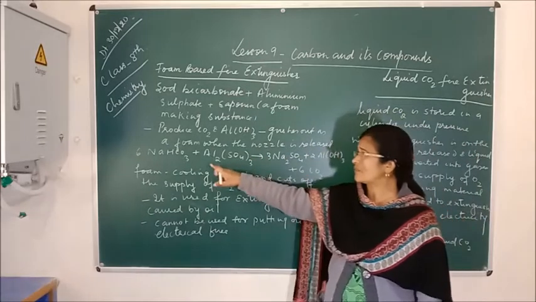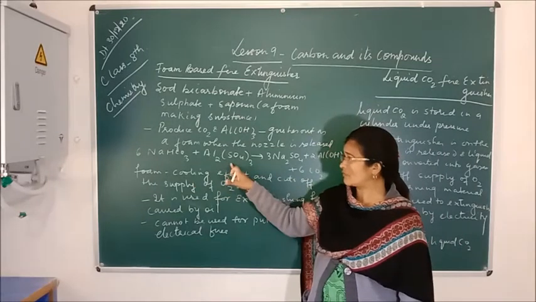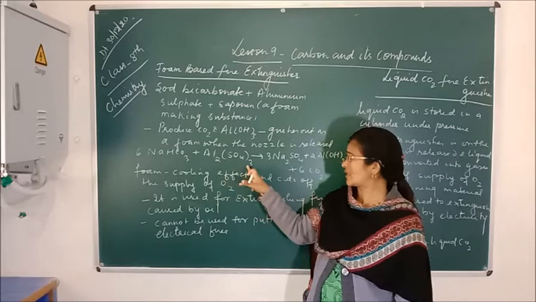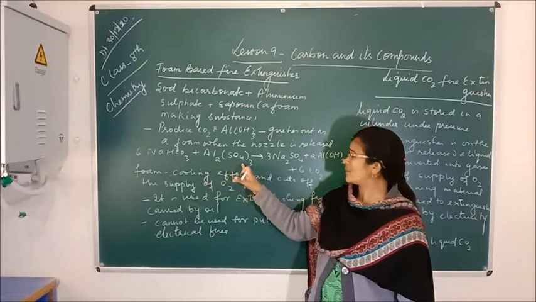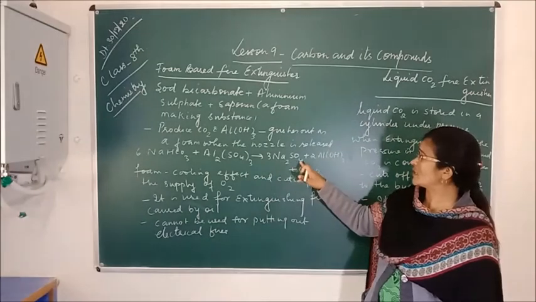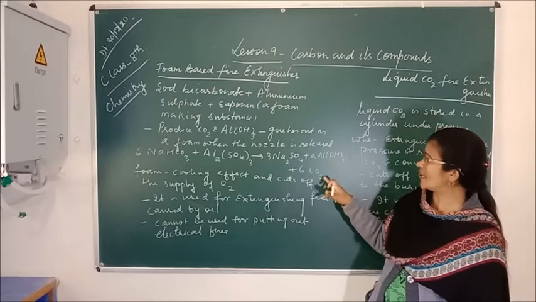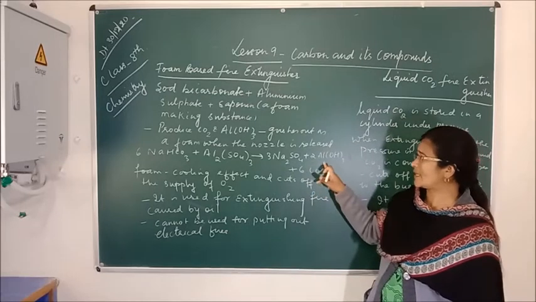So the reaction can be seen like this: NaHCO3, this is sodium bicarbonate, and aluminum sulfate, Al2(SO4)3. Now when both are mixed together with the help of the foam, they produce sodium sulfate, that is Na2SO4, plus aluminum hydroxide, and carbon dioxide gas is formed.